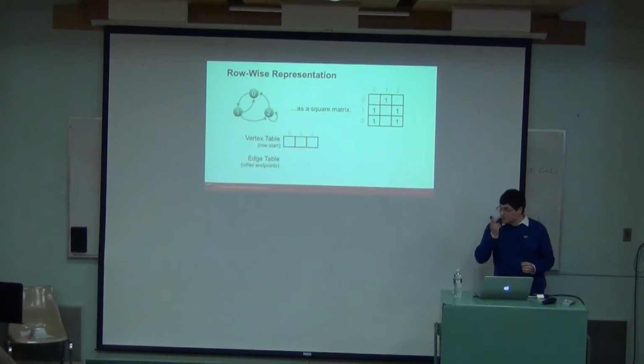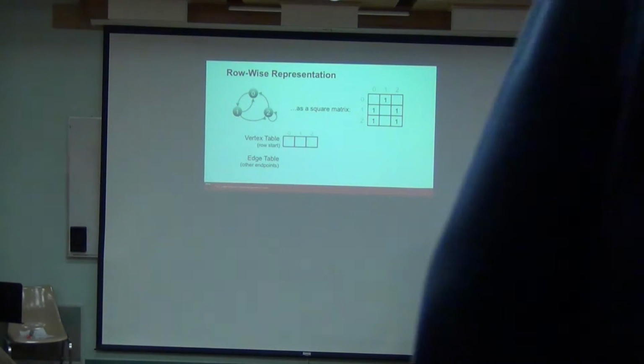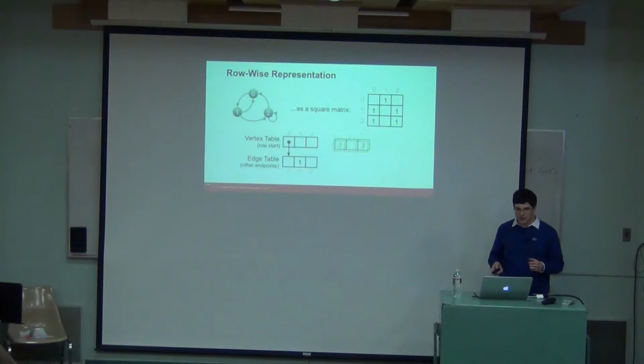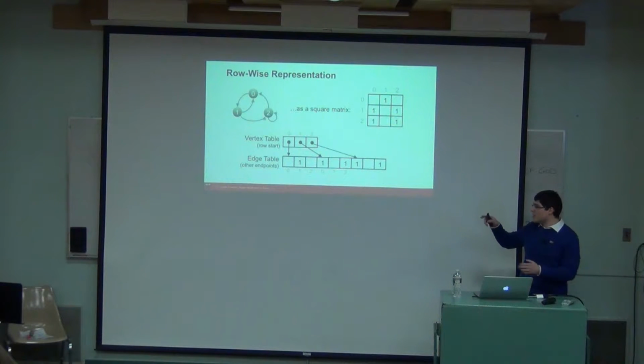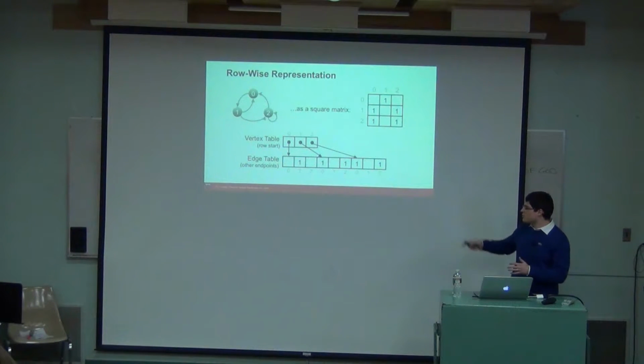So now let's convert this square matrix into a simple row-wise implementation. We're going to have a vertex table and an edge table. The edge table is going to contain just all the rows stored back to back in one consecutive piece of memory. Each of these squares is just some number of bytes. This is all a contiguous piece of memory, and then we have a vertex table which contains pointers, about 8 bytes each, to where each of the rows starts in this edge table.